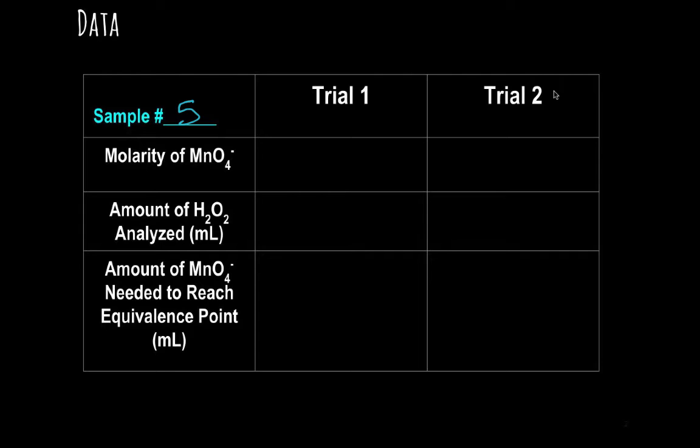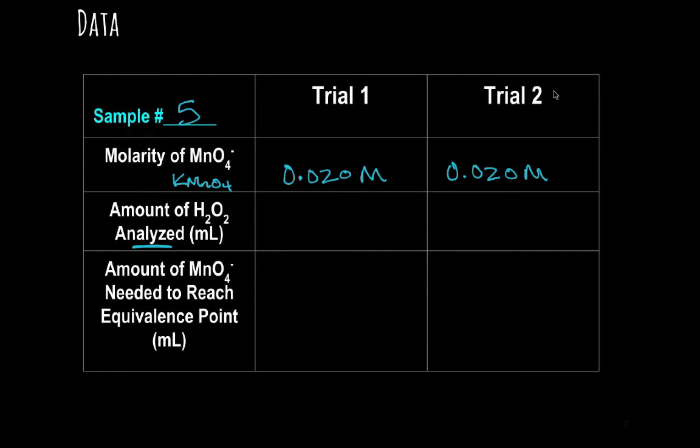So the first thing you have to know is what is the molarity of the MnO4 minus, which is the KMnO4. This is the potassium permanganate. This is the purple stuff that you put into the burette. So our standard solution for permanganate was 0.020 molar. That was the same for everyone. That's the solution that you know the concentration of, that you're using to figure out the concentration of the unknown solution. So the hydrogen peroxide is what we're analyzing. That's what we're trying to figure out the concentration of.